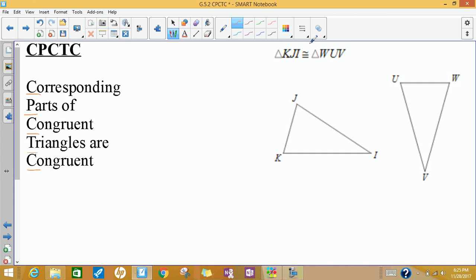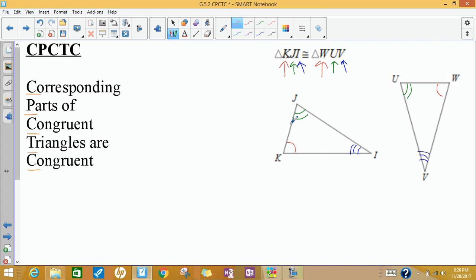So if I look at the names of these two congruent triangles, KJI and WUV, if I look at the first two letters, K and W, that tells me that angle K and angle W correspond, and therefore they're congruent. If I look at J and U, those two angles should correspond, and they're congruent. And last, I and V, those two angles correspond, so they're congruent. Those are three pairs of corresponding angles, and they're congruent.